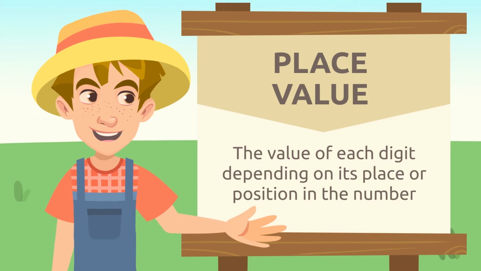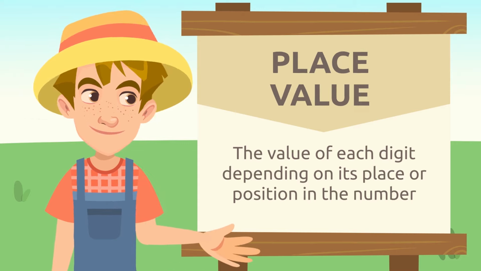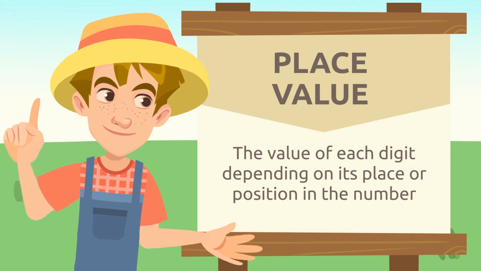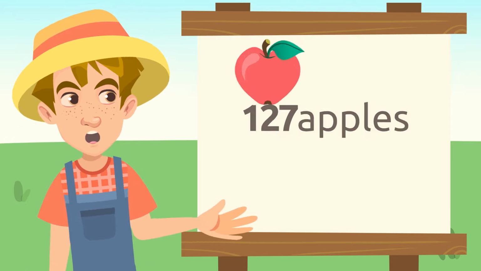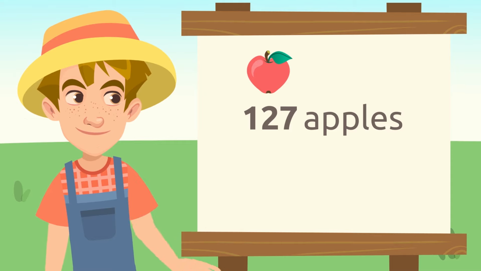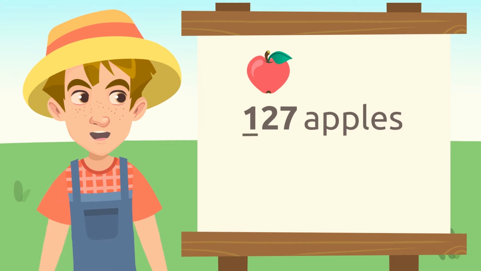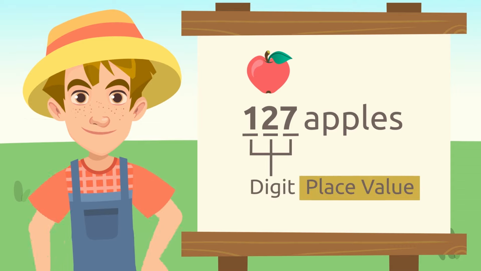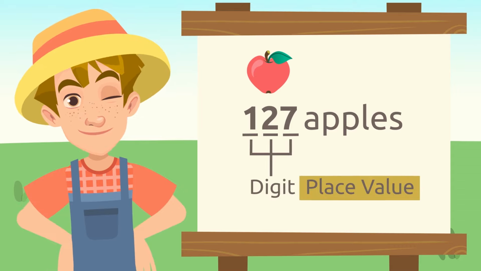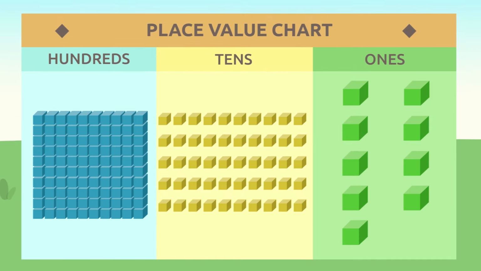Did you know that each digit in a number has a meaning? This is called place value. We counted 127 apples. Each digit 1, 2, and 7 has a place value. Let's look. We use a place value chart to show the place value of each digit. This is 1's place, 10's place, and 100's place.